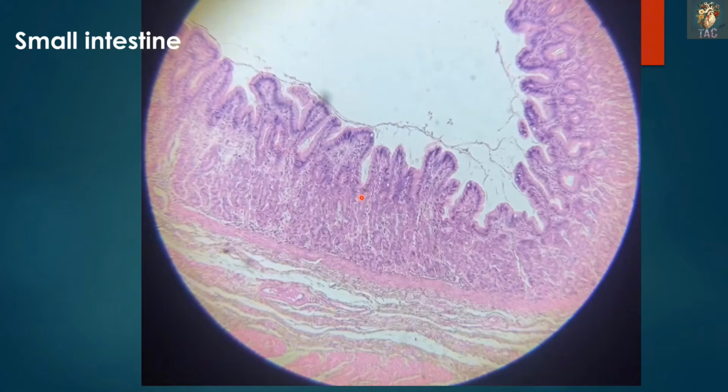So the different villi are present in this slide, as you can easily see. Neither can you appreciate the Brunner glands in the submucosa, nor can you see the Peyer's patches. So you are simply supposed to write it as a slide of the small intestine.